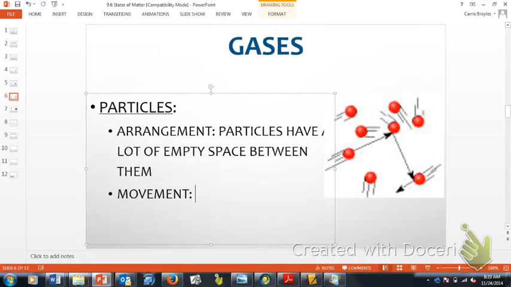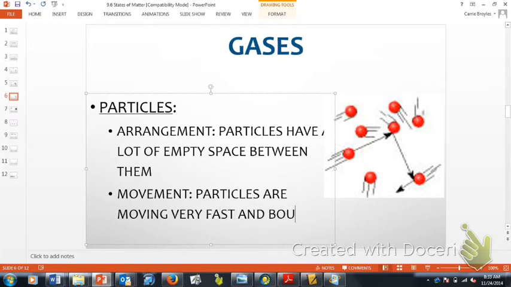And their movement is pretty erratic, because at this point, it's sort of like when someone says you're bouncing off the wall. That's literally what they are doing. So the particles are moving very fast and bounce off of each other.